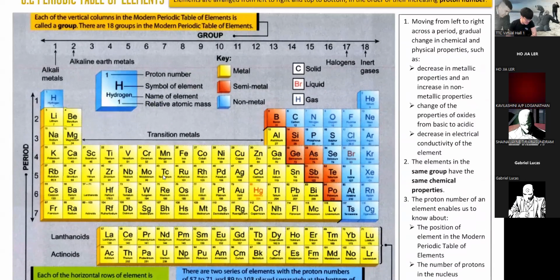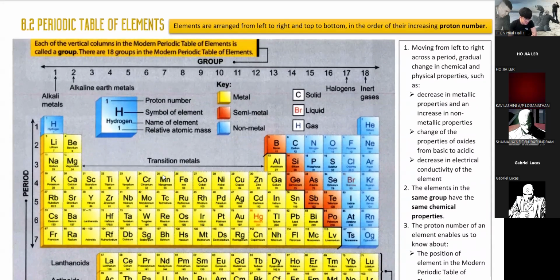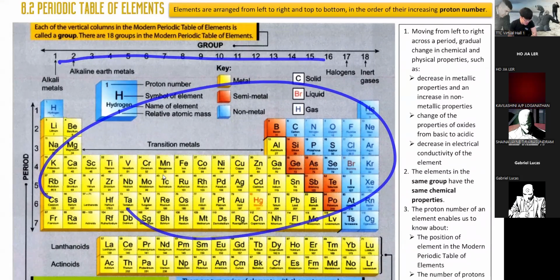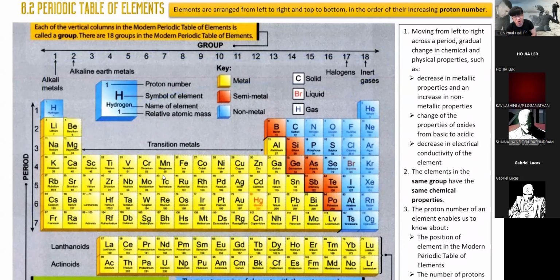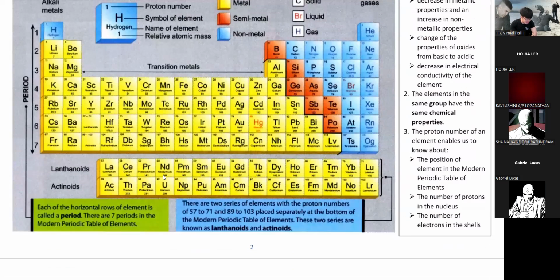Let me introduce one more thing. When you talk about elements, you have an X axis and a Y axis, same as coordinates. The X axis is what we call group, kumpulan. And then the Y axis is what we call period.